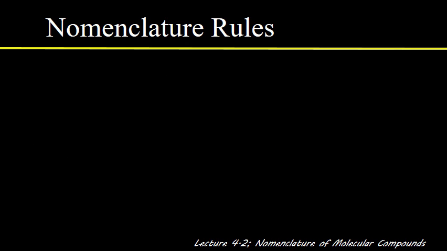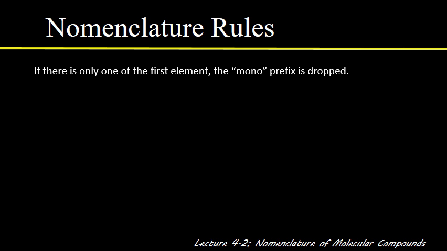Okay, there are 2 special rules that come up. I was going to say occasionally. This first rule comes up quite a bit. You use a prefix to indicate the number of each atom in the molecule, but for the first element, if there's only 1 atom of the first element, you don't have to say mono. In fact, you shouldn't say mono.